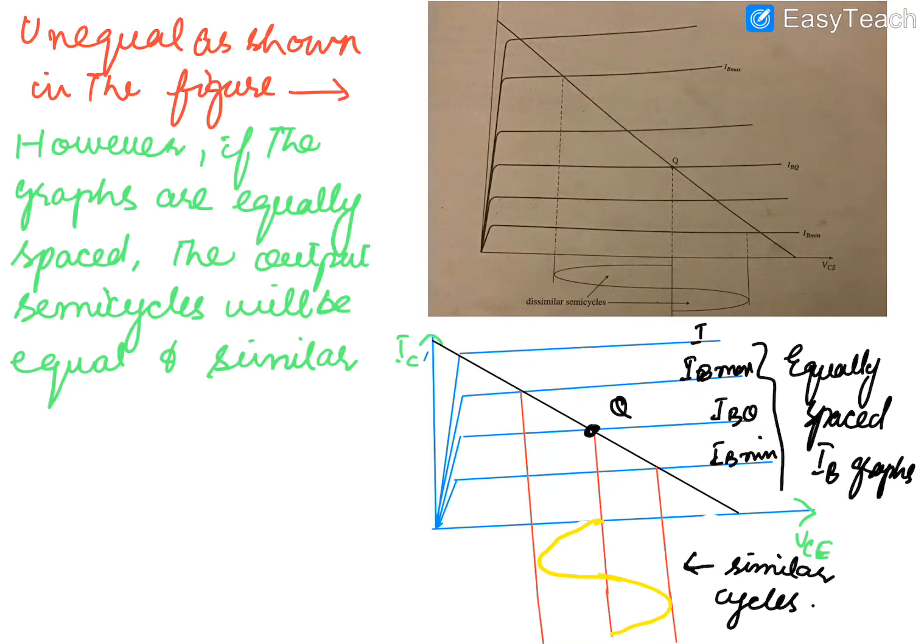But if there is equal spacing between IB values, as you can see in this figure, and we draw lines from the IB minimum and maximum points and the Q point, then you can see that there will be similar cycles on the negative and the positive sides of VCE. So linearity is important for uniform AC output, and for both cycles to be equal.